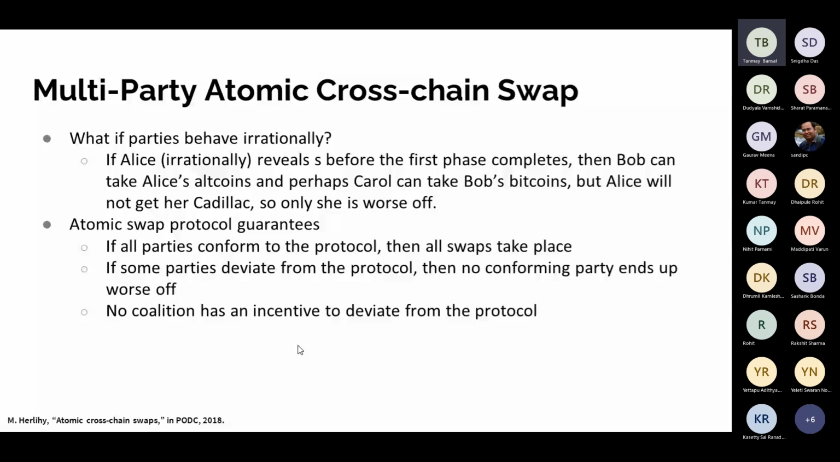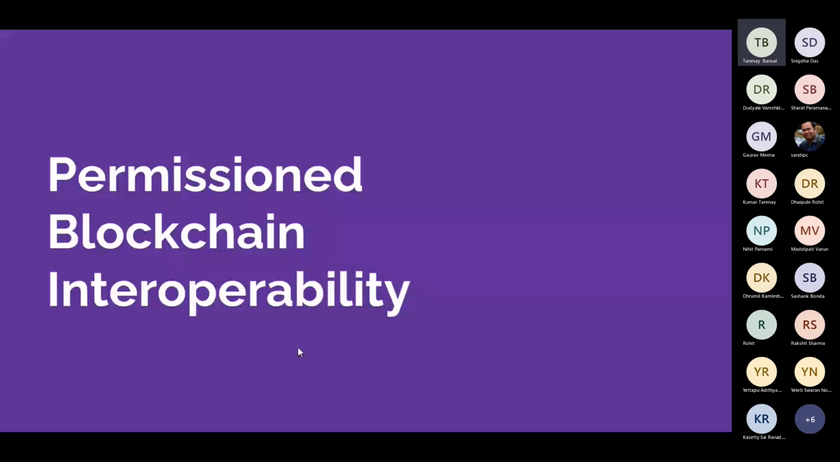And if you remember, in one of our earlier slides we mentioned that it is all about the atomic swapping that is required. Once Bob gets this 1 Bitcoin in his account, Bob can of course make use of it at a later point of time. So that was about interoperability in the context of permissionless blockchains.